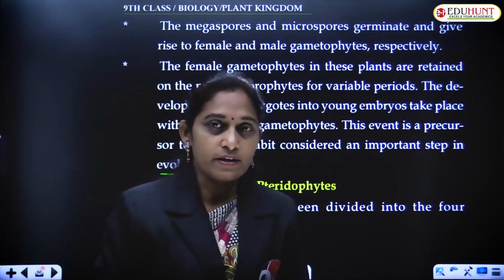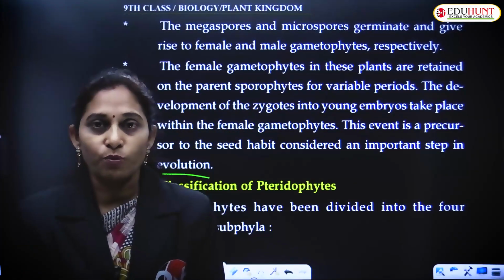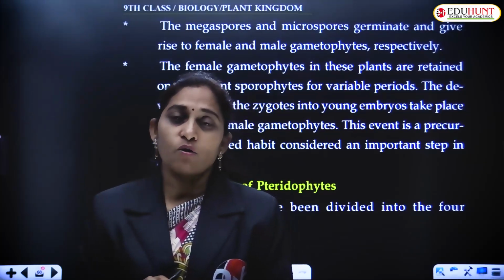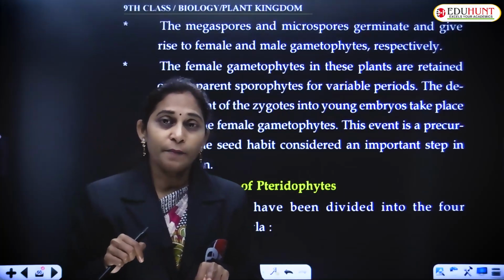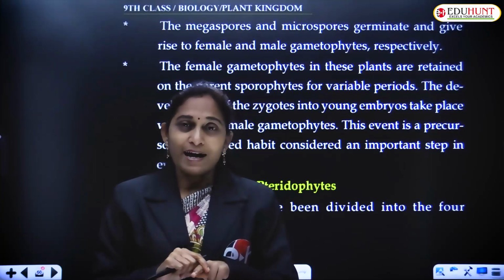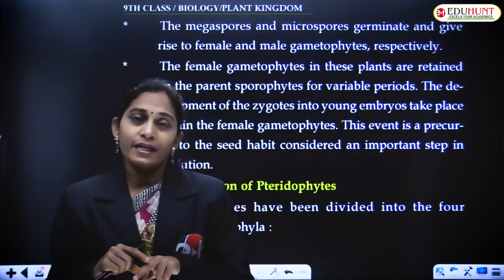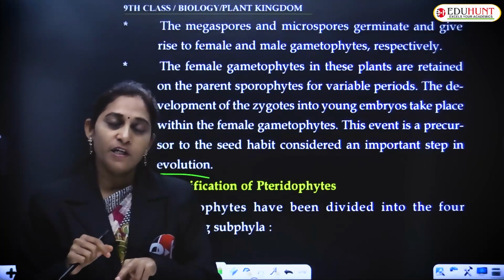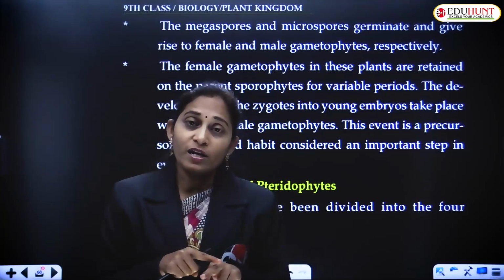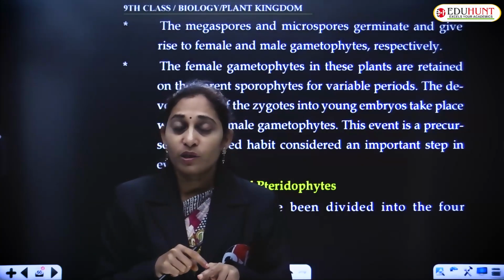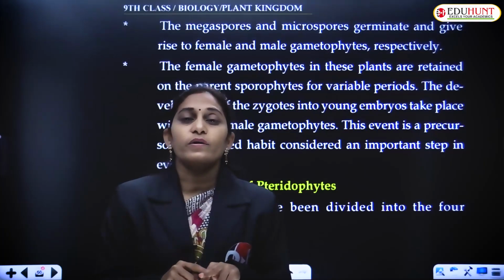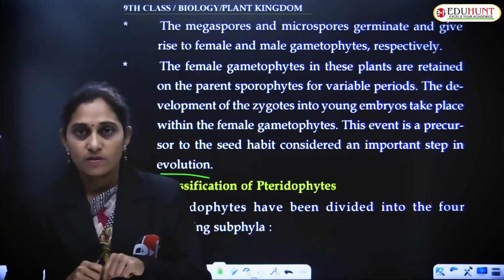Some pteridophytes yield two different types of spores, smaller spores and larger spores. The small spores are called microspores. On germination, they give rise to male gametophyte. The macrospores, which are larger, germinate and will produce the female gametophyte. Female gametophytes, after maturity, will have the archegonia, the female sex organs.